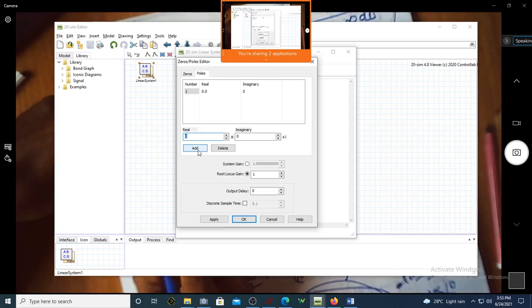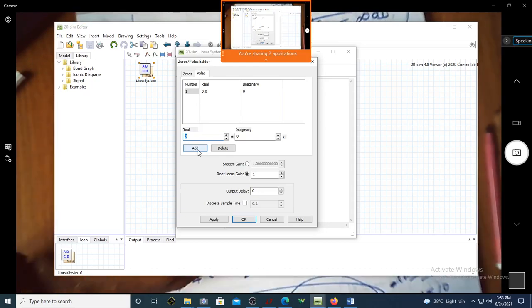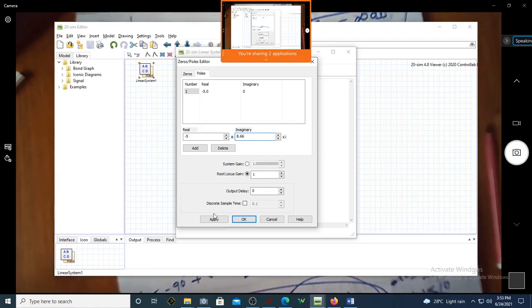The roots are minus 5 plus or minus j 8.66. Okay, done, it's applied. Okay, there is a zero at minus 2. Correct?